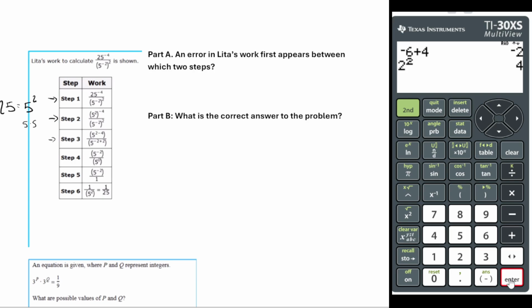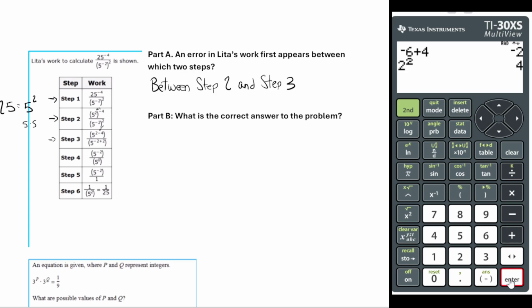Step 3. Well, it looks like we just took this 4 and we went in, and we're going to... So knowing this, we should be doing power rule, which means we should be multiplying our exponents. And we're subtracting here. So part A, an error in Lena's work first appears between what 2 steps? That would be between step 2 and step 3.